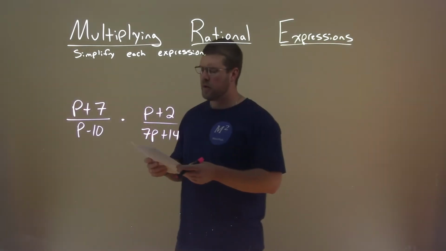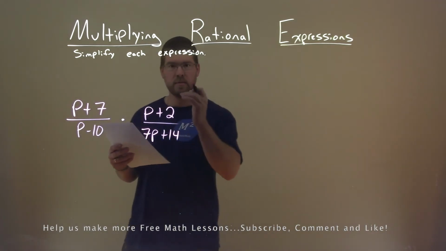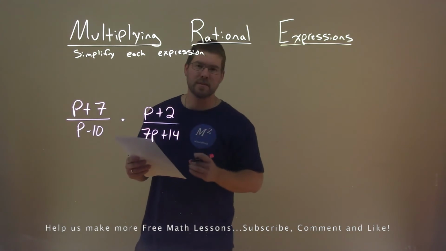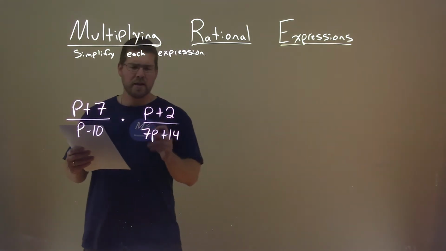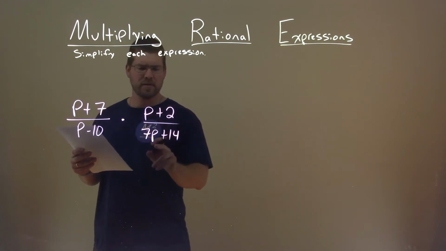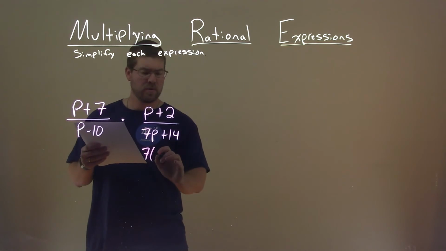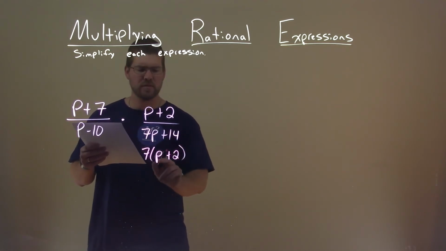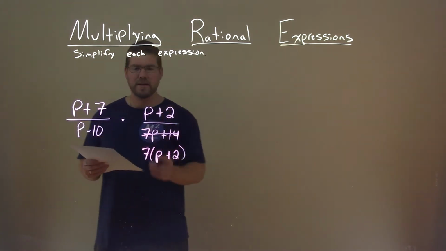We're given this problem right here: p plus 7 divided by p minus 10 times p plus 2 divided by 7p plus 14. And we want to simplify this expression. Well, what I'm looking at here is trying to see what I can break down. And 7p plus 14 I can. I can pull out a 7 in both parts, and I'm left with p plus 2. So 7 times p plus 2 is the same thing as 7p plus 14. So let's go replace that.